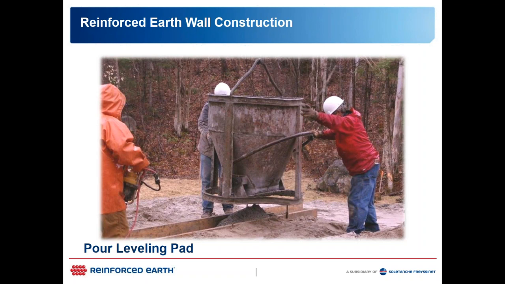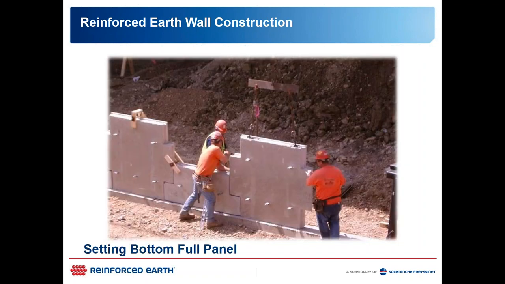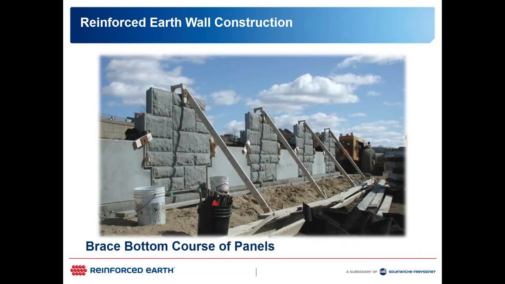How is this process done in the field? First, we pour a leveling pad, an unreinforced concrete leveling pad. Then the precast panels are set on the top of the leveling pad. The bottom row of panels are braced, but after the bottom row is placed, the next rows can be placed in between the full and the half panel. The joints are staggered, so it is a self-bracing system. You don't need any bracing after the first row of panels are in place.